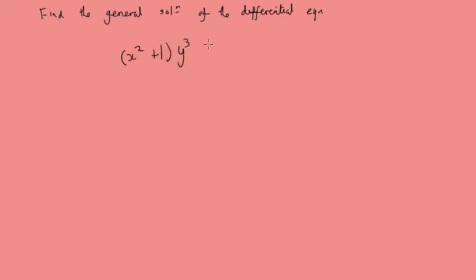Okay, let's do another one. Find the general solution of the differential equation x squared plus 1 times y cubed plus x squared dy by dx equals 0.